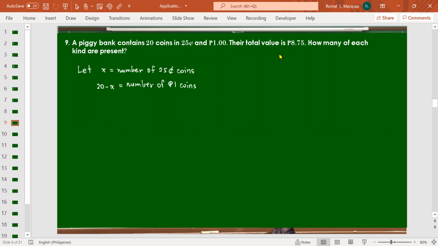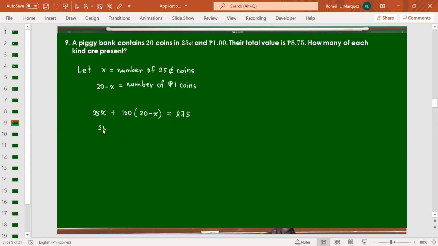So it means we have to convert everything either to peso or to centavos. So the 25 centavo coin, how many? X times the number of coins, so the total is 25x. How much is the 1 peso coin? That is 100 centavos, right? Am I correct, guys? 20 minus x, multiply to that. And 875, how many centavos is that? Guys, is it 875?